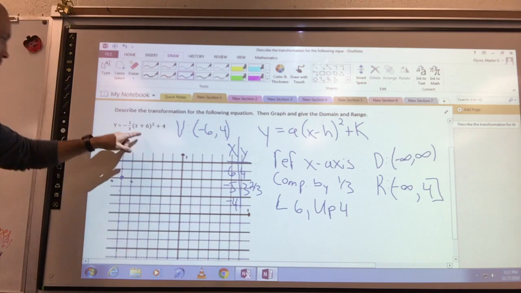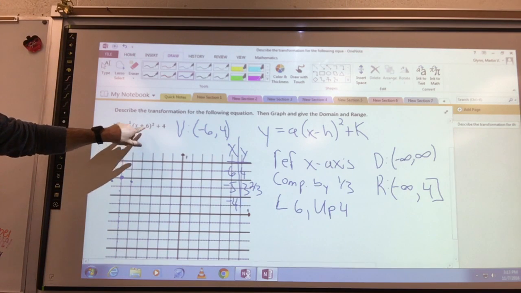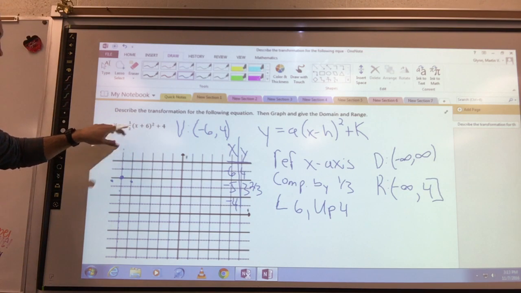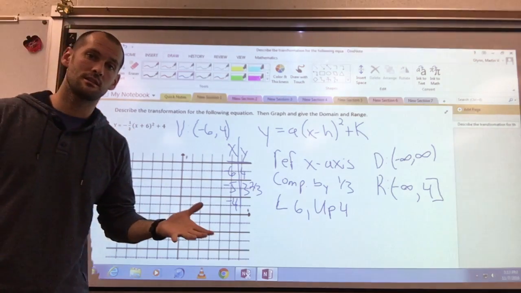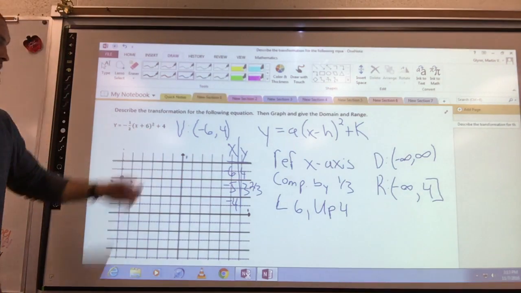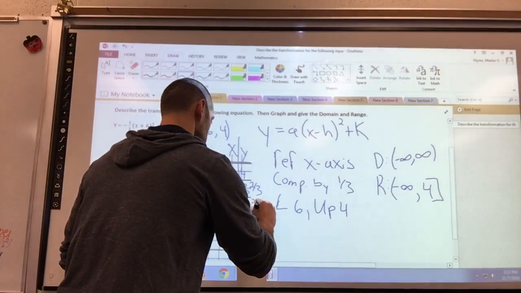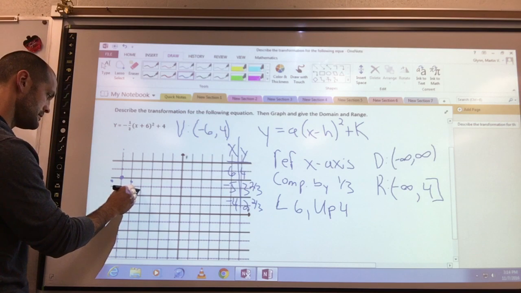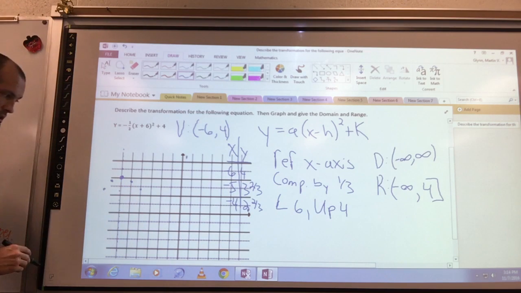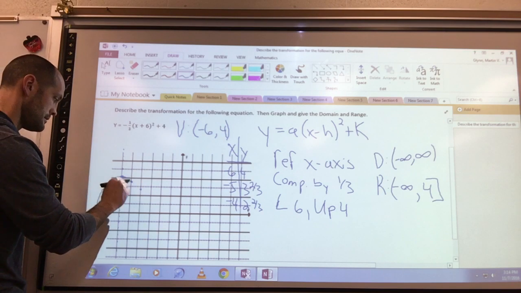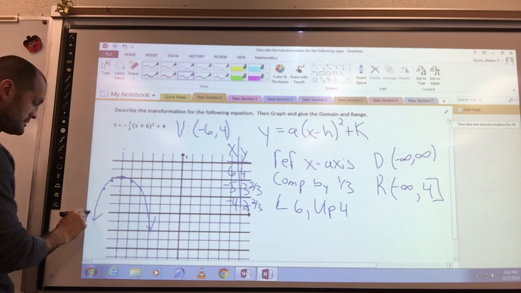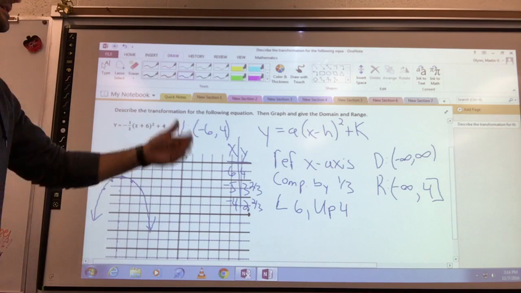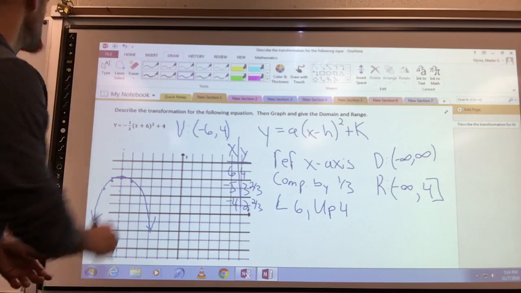Negative 4. Negative 4 plus 6 is 2. 2 squared is 4. 4 times negative 1/3 is negative 4/3. Or easier, think negative 1 1/3. Add 4 to it, you get 2 2/3. So at negative 4, I'm up 2 2/3. And if I was mirroring it, it would be over here. It's a pretty nice curve. And there's how I would quickly graph it and go through transformations and domain and range. Okay? Next problem.